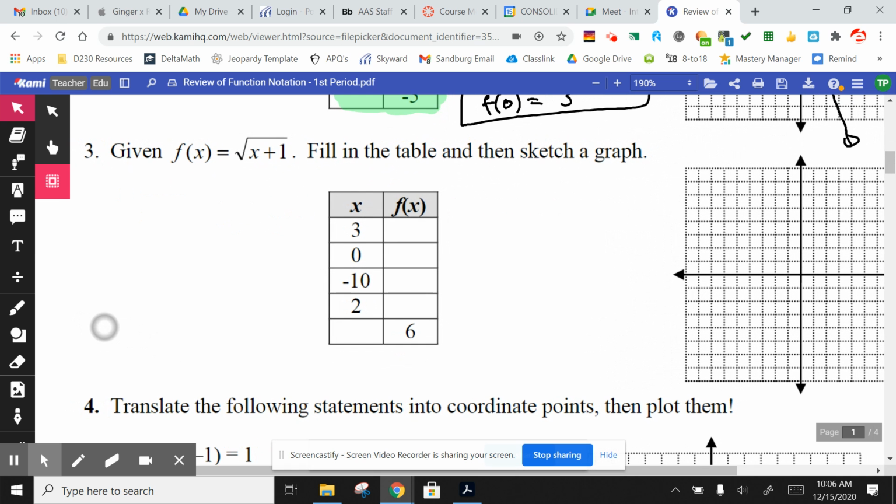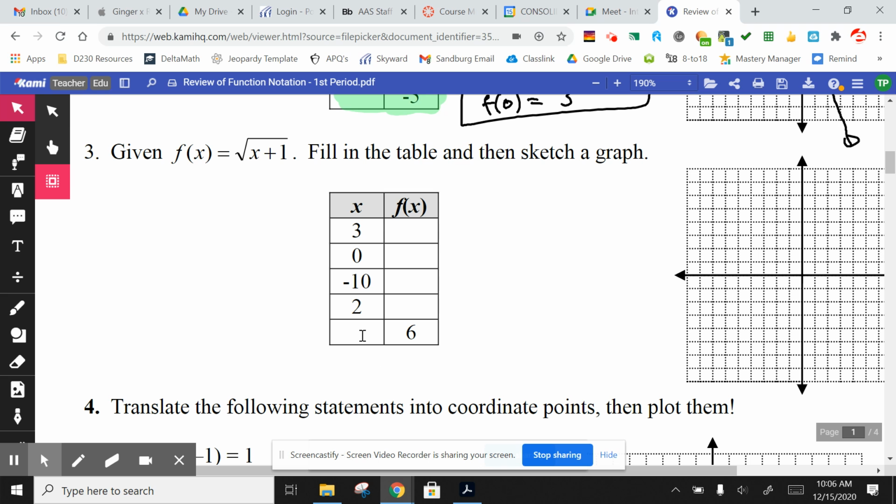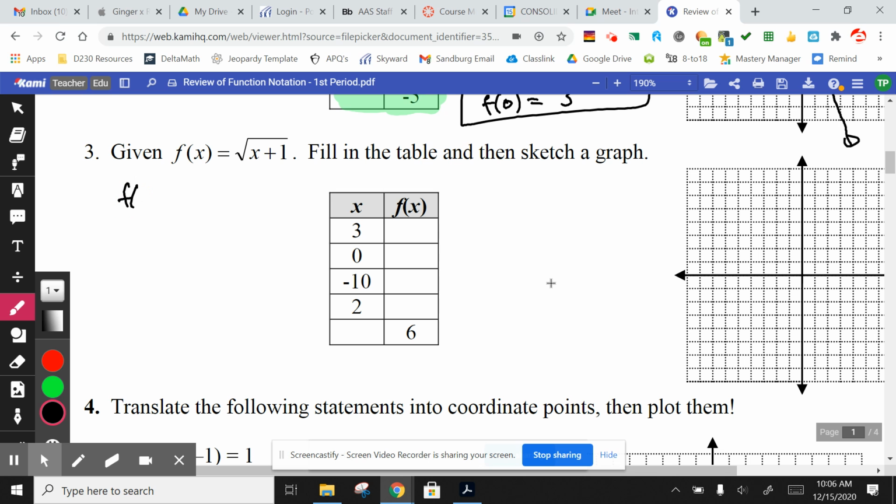All right. And then if you're given f of x, then that should allow us to figure out what x is. Okay, so just simple in terms of our functional values. If I want you to find f of 3, then you're going to let your x become a 3. So that's 4. Square root of 4, we know, is going to be a 2.